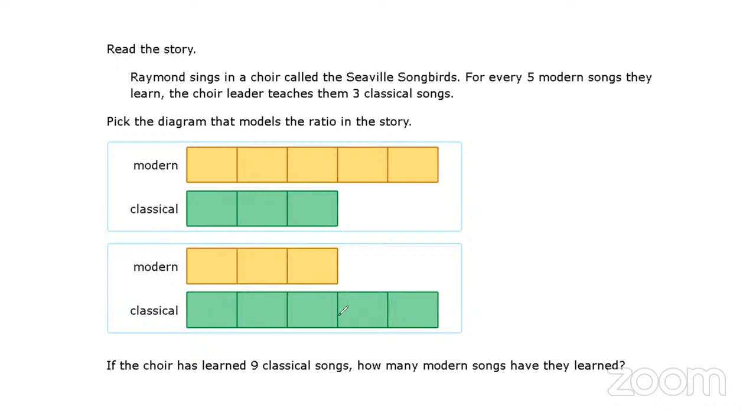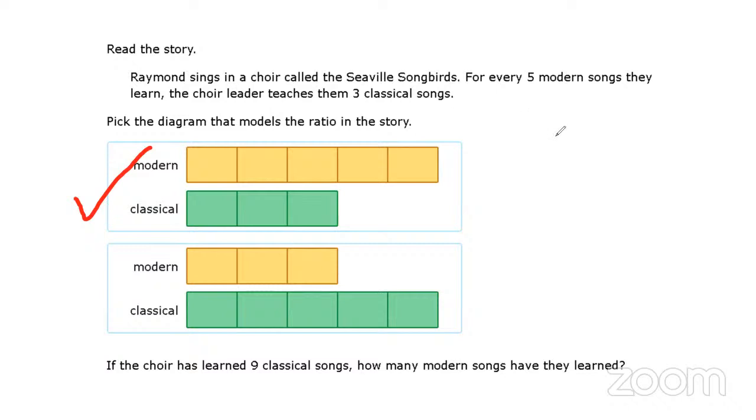All right, and I see you all sharing that it is diagram A, and I totally agree with you. Brilliant, because there are 5 modern songs, 1, 2, 3, 4, 5, and 3 classical, 1, 2, 3, and that is represented clearly there. Nice. So let's look at the question. If the choir has learned 9 classical songs, how many modern songs have they learned?